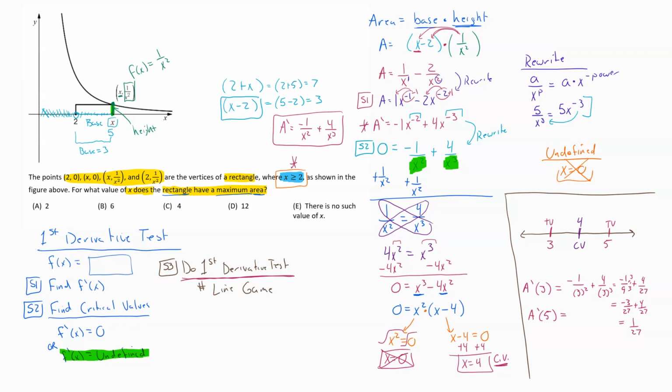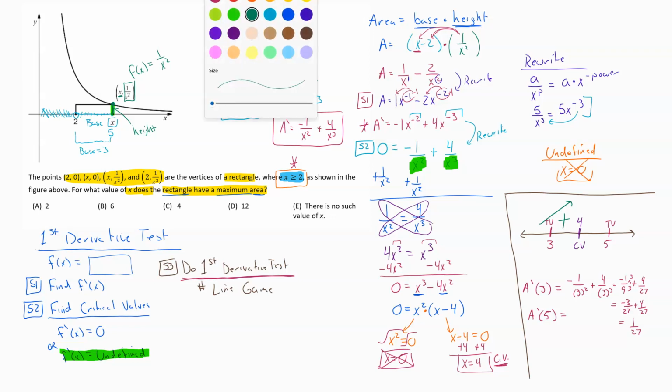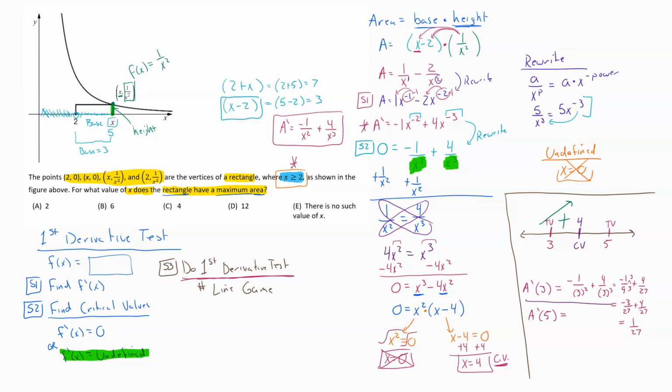I don't really care about the number, right? I just care that that is positive and therefore increasing coming into that critical value. And now we're going to do the same thing with 5 here. We're going to go ahead and plug 5 into our derivative and see what we get out. So we'll get negative 1 over 5 squared plus 4 over 5 to the third. So in this situation, I end up with negative 1 over 25 plus 4 over 125.